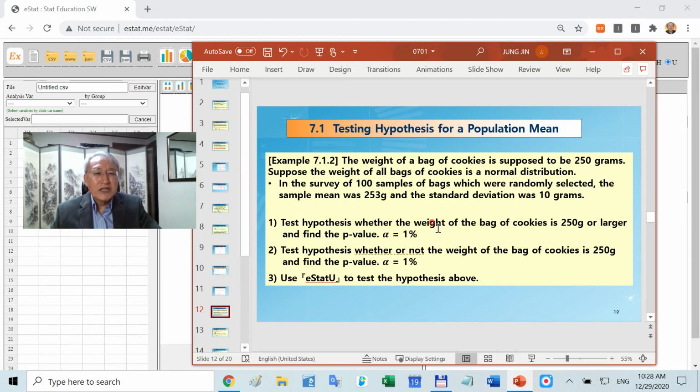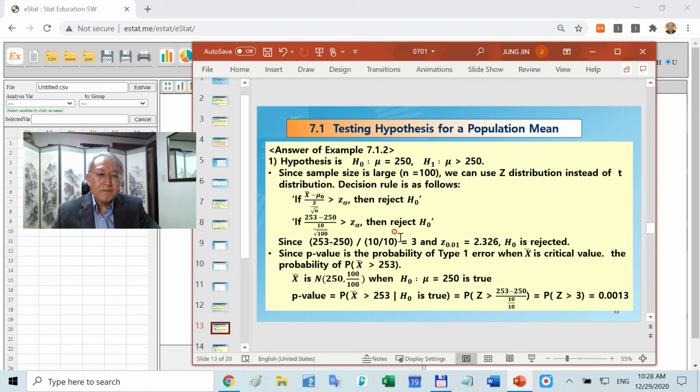Then how can you test that? You can use the standard normal distribution. How can you do that? Well, this is the sample mean and normalized value. If alpha is 1%, the critical value should be 2.33. The calculated value is 3. The location of the sample mean's transformed value is 3. It exceeds 2.326. Therefore, H0 is rejected.